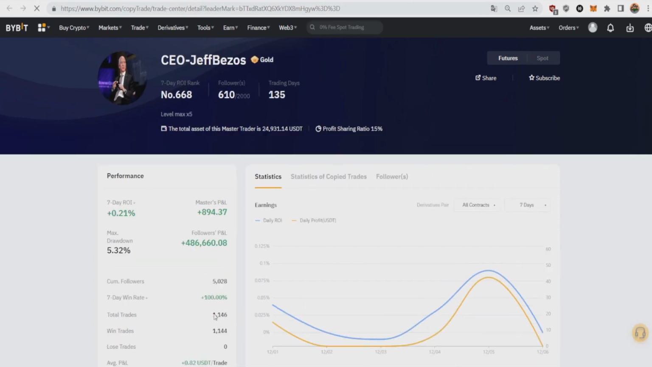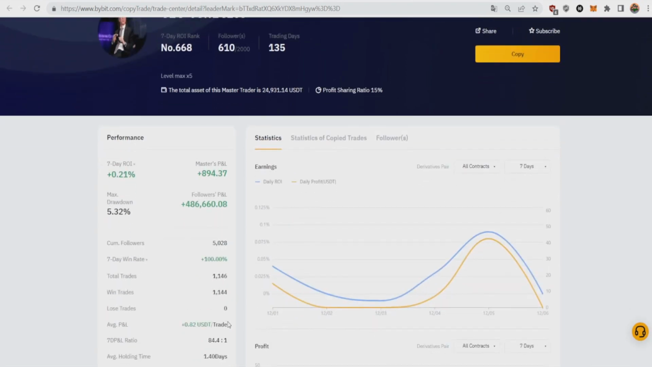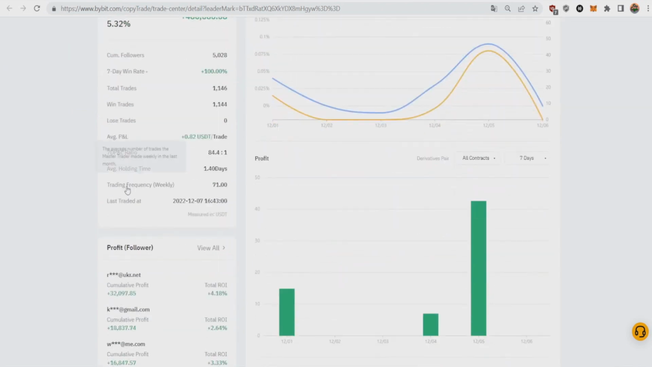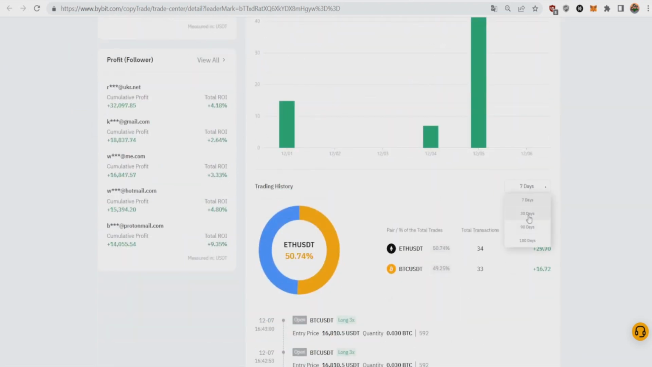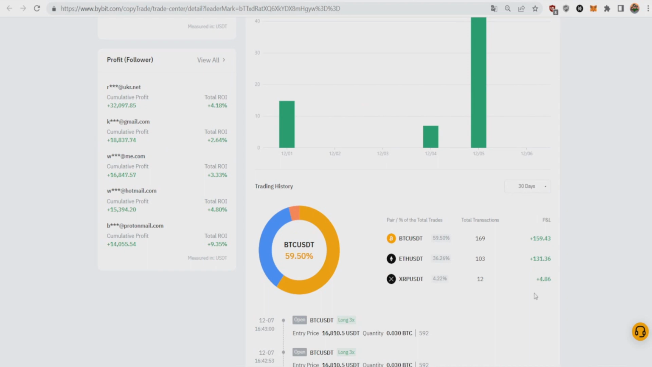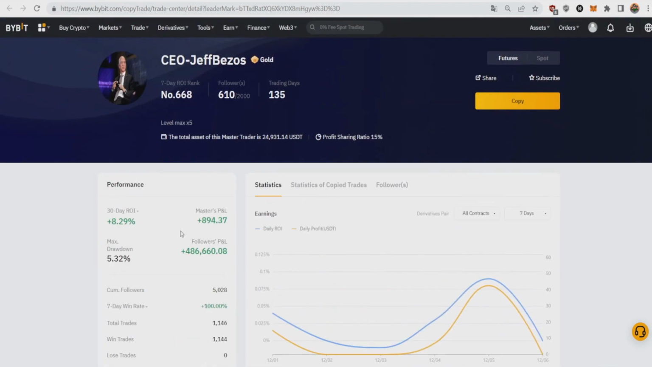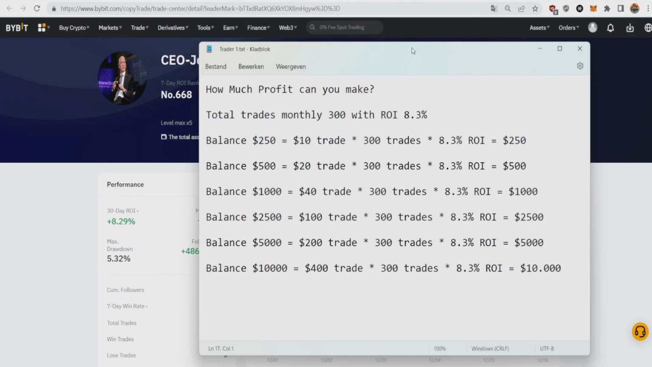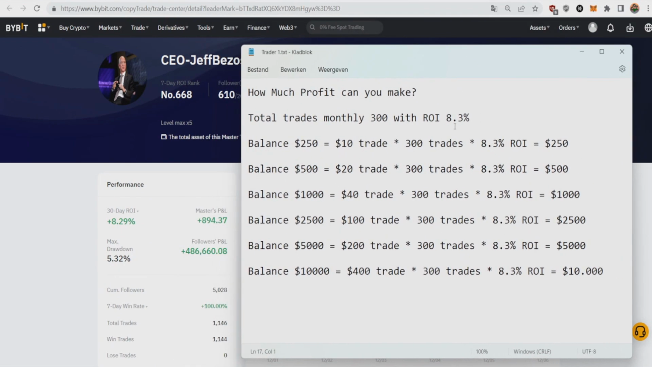He has 1,146 trades without losses. His performance, if we take the last 30 days, has 8.29% wins. And how many trades, guys? If we take a look at the last 30 days, he has almost 300 trades. So if we take how much profit just CEO Jeff Bezos made, CEO Jeff Bezos has, as we know, more return on investment and more trades.